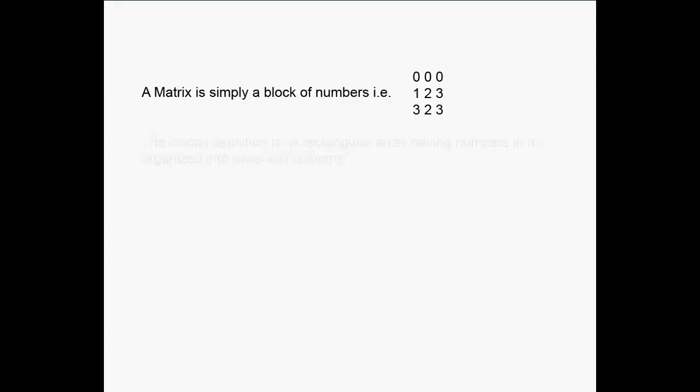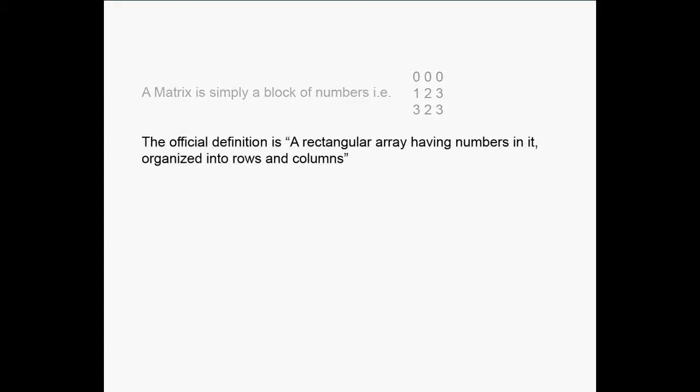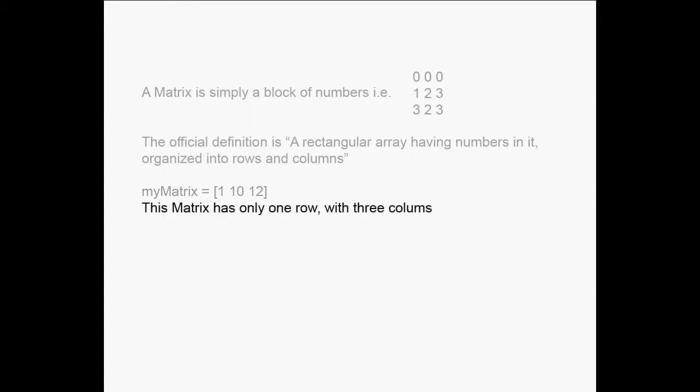Actually, the official definition is a rectangular array having numbers in it organized into rows and columns. There are many different kinds of matrices used for lots of different things in the world of mathematics. We could have a matrix having a single row of numbers in it, like in the first example, my matrix equals 1, 10, and 12. This would be a 1 by 3 matrix, as it has one row and 3 columns.